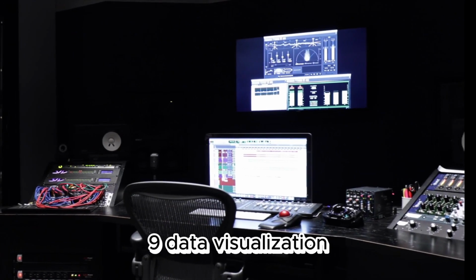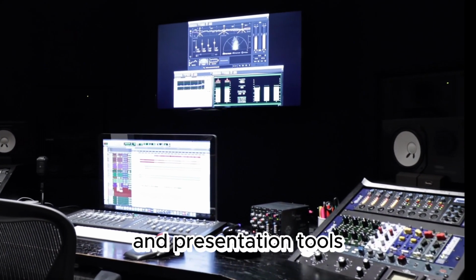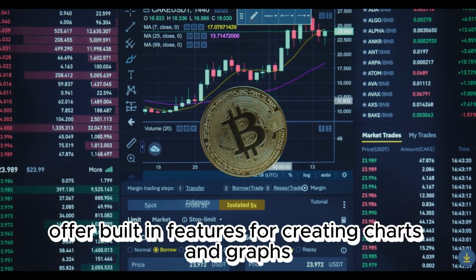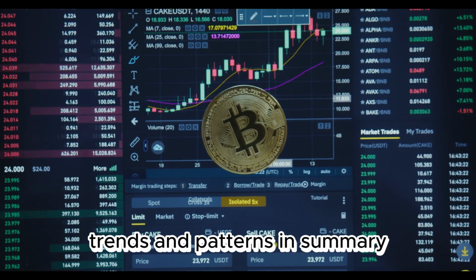9. Data visualization. Charts and graphs. Spreadsheets and presentation tools offer built-in features for creating charts and graphs, aiding in visualizing data, trends, and patterns.